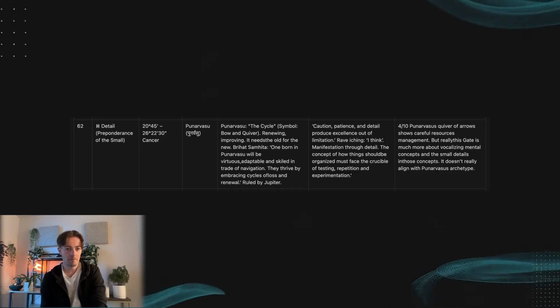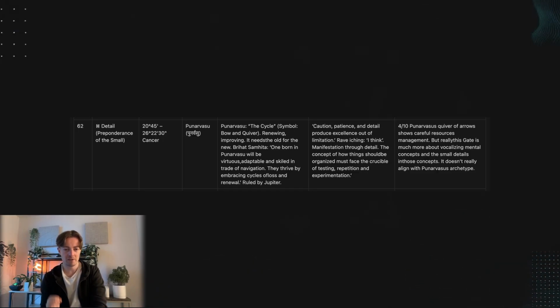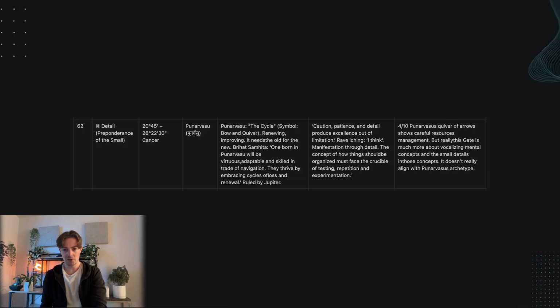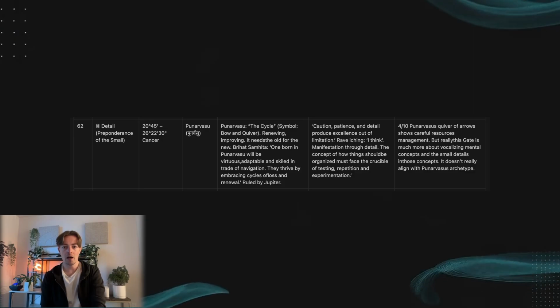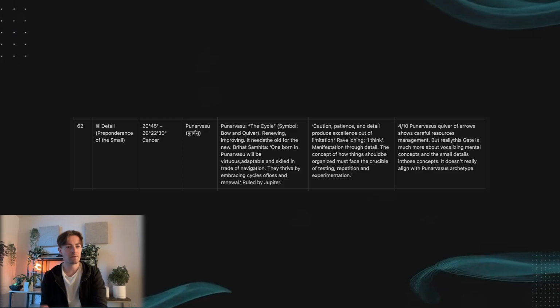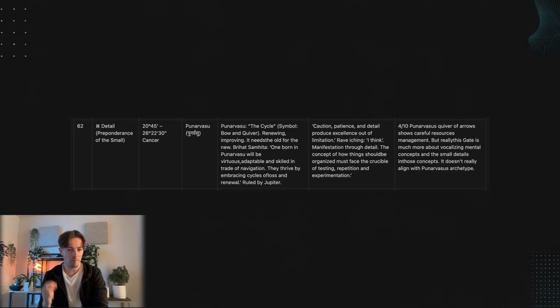Gate 62, the gate of detail, preponderance of the small. This goes from the 20th degree of Cancer to 26th degrees of Cancer. We are still in the Punarvasu nakshatra. This cyclical nakshatra, one born in Punarvasu, will be virtuous, adaptable, skilled in trade, navigation. They thrive by embracing cycles of loss and renewal. So the notes for the gate of detail, the gate of preponderance of the small from the human design system: caution, patience, and detail produce excellence out of limitation.